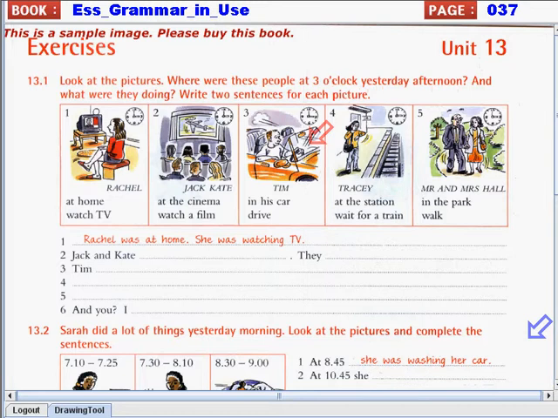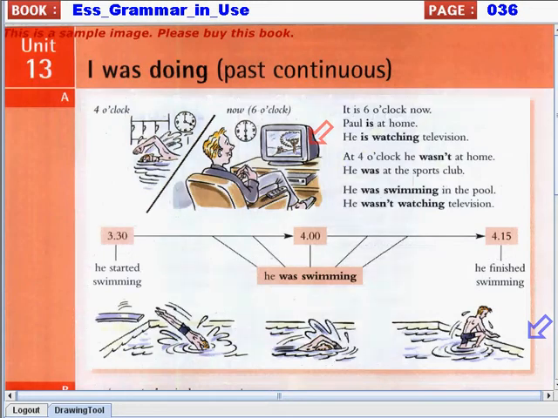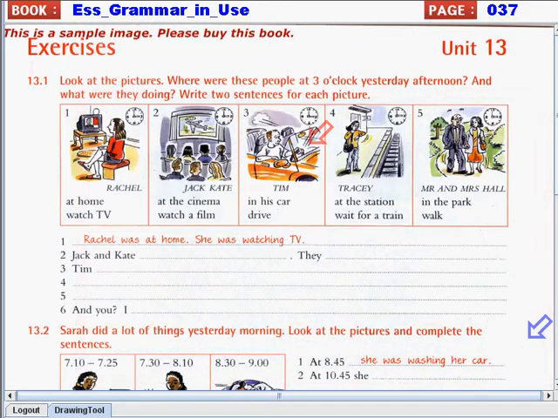Today we will answer some exercises about our topic for Unit 13, the past continuous tense, also known as the past progressive tense. Now, let's start with the first exercise.